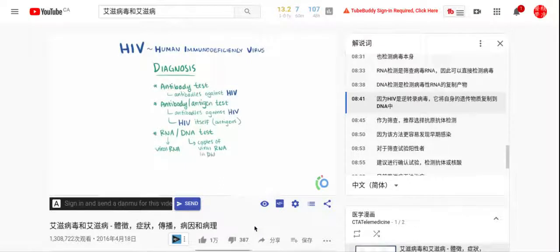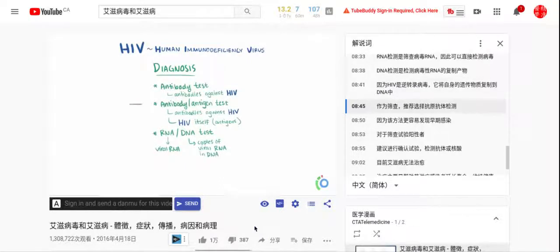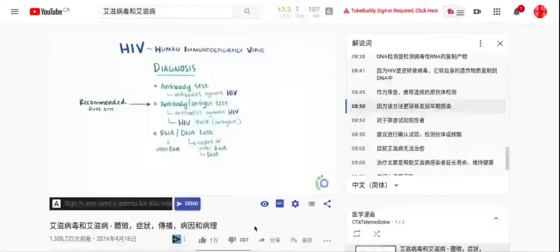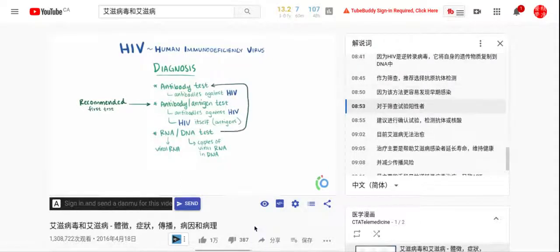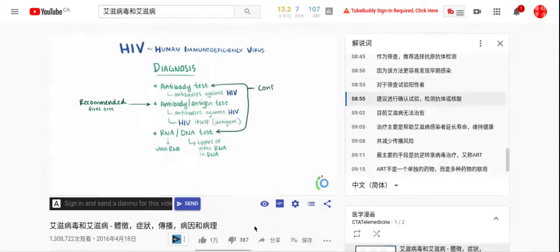For screening purposes, the recommended test is the antibody-antigen test, which is better at identifying early infection. It's also recommended, if the first test is positive, to follow it with a confirmatory test that looks for antibody or nucleic acids.